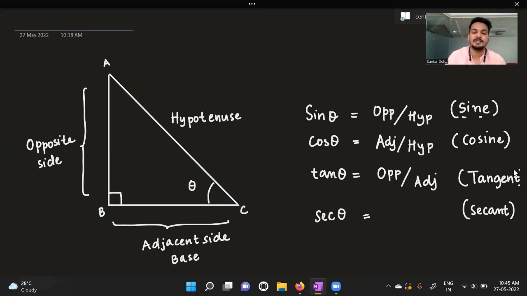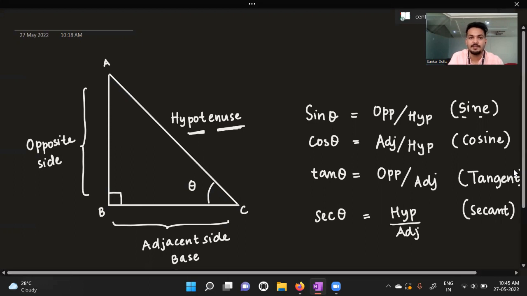Secant is the reciprocal of cos theta, 1 by cos theta. So it is nothing but hypotenuse divided by the adjacent side. If you have to find the secant of this particular angle, you take the hypotenuse length and divide it by the length of the adjacent side.